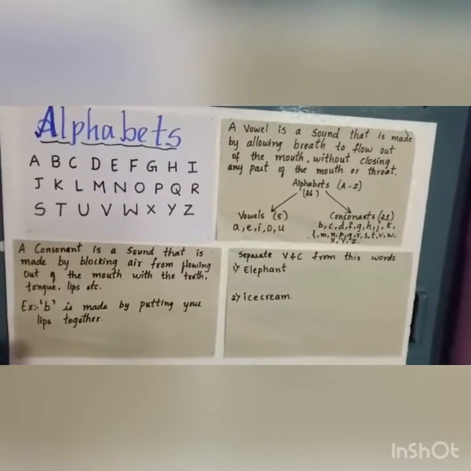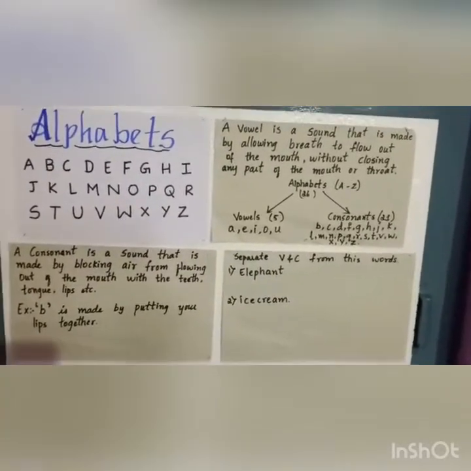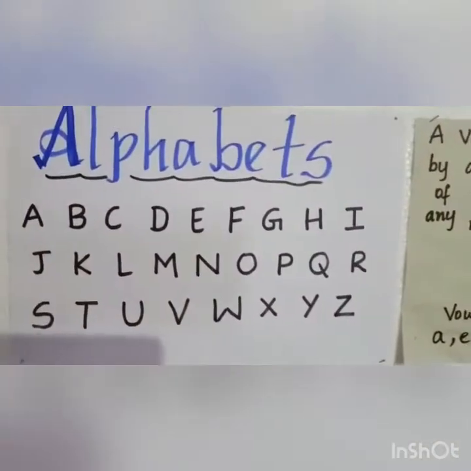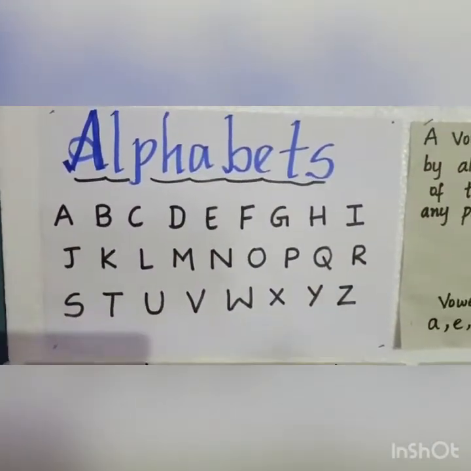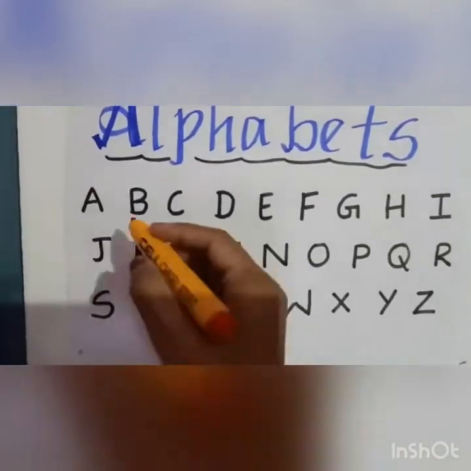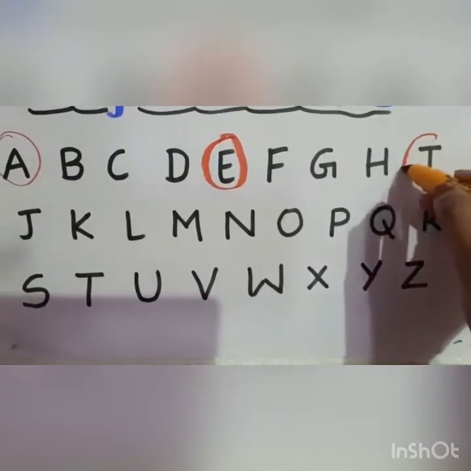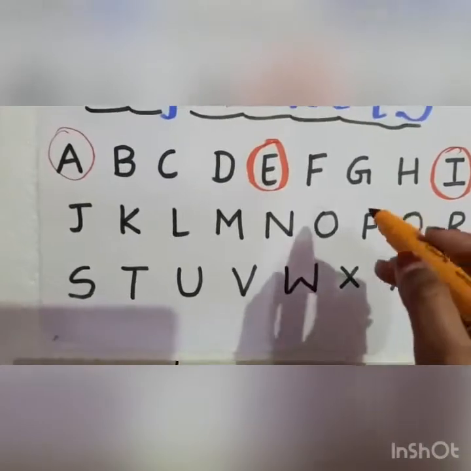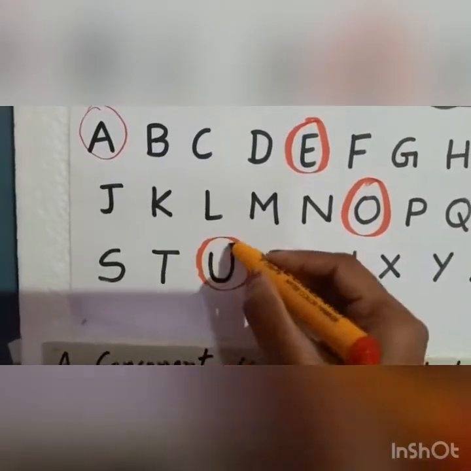So now let us circle which are the vowels. See, I have written A to Z here, alphabets. So we shall see which are the vowels now. A is our vowel, circle that A. E is our vowel, circle that E. I is our vowel, circle that I. Then O is our vowel, circle that O. Then U is our vowel.